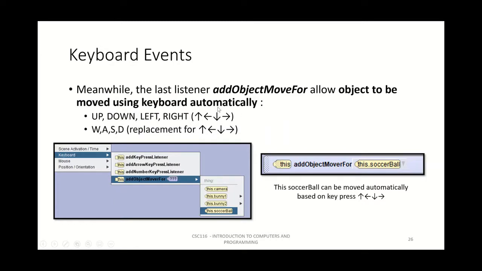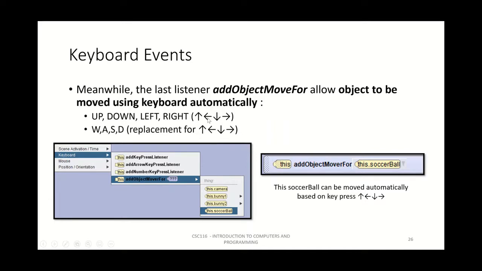Okay, meanwhile, we have a last listener, which is add object move 4. So add object move 4 will allow an object to be moved using the keyboard automatically. By using the arrows on your keyboard, up, down, left, and right, we can press any arrow here to move the object. Other than the arrow keys, we also can use the letters WASD, as a replacement of the up, down, left, and right.